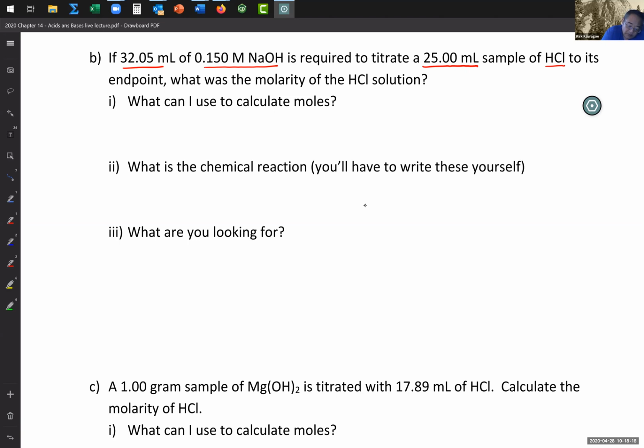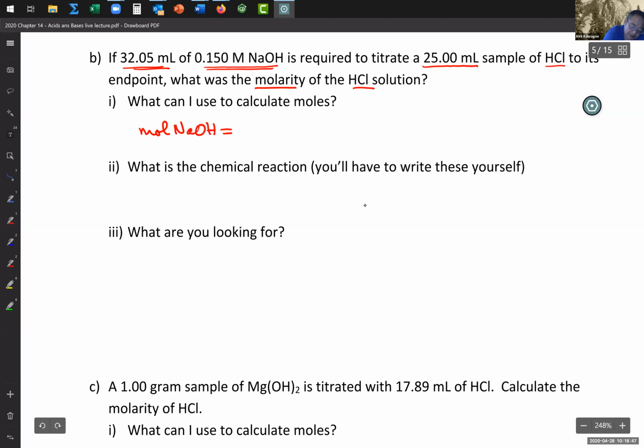Okay, so what can you use to calculate moles out of this information, right? And what I was talking about before is if you have a volume and you have a molarity, you can calculate moles. So that's actually where you start the problem. And the unit we're looking for is molarity of HCl. So we'll work that in a second. But I can calculate moles. So that's actually what I'm going to do. I'm going to say, well, I want to say the moles of NaOH.